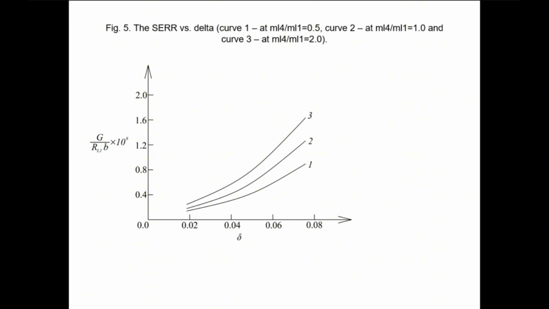Increasing of RL4 to RL1 ratio induces a reduction of the strain energy release rate. The strain energy release rate reduces also when eta L4 to eta L1 ratio grows. And also growth of ML4 to ML1 ratio leads to increase of the strain energy release rate.